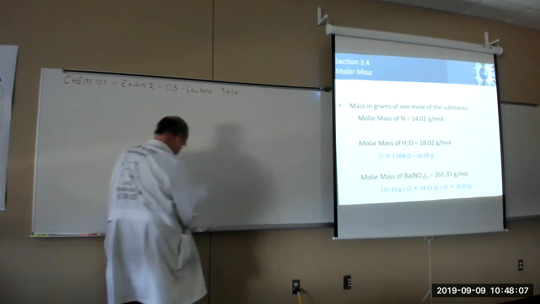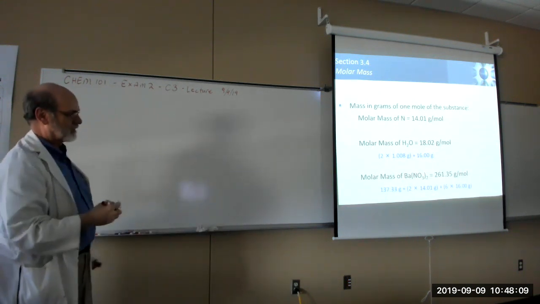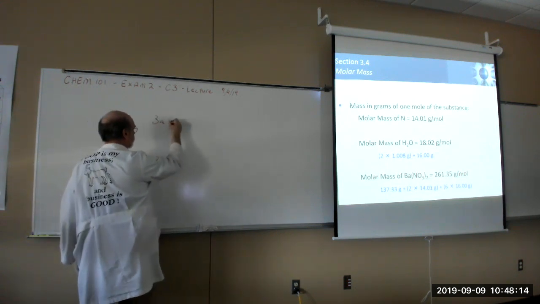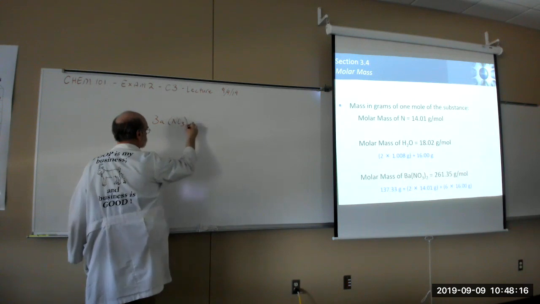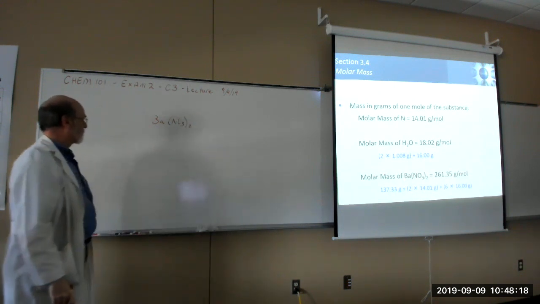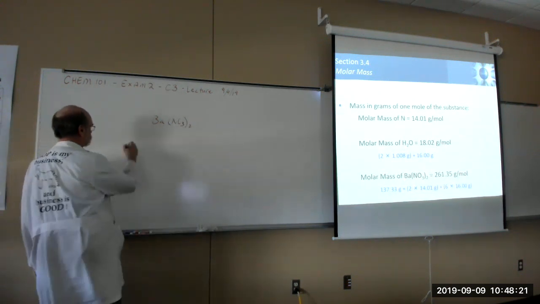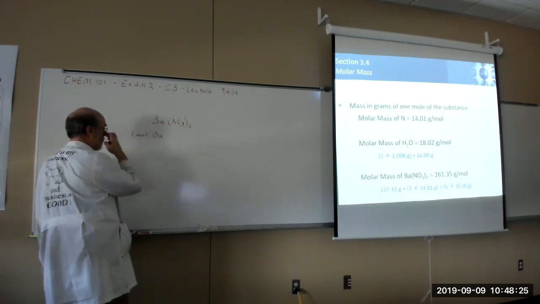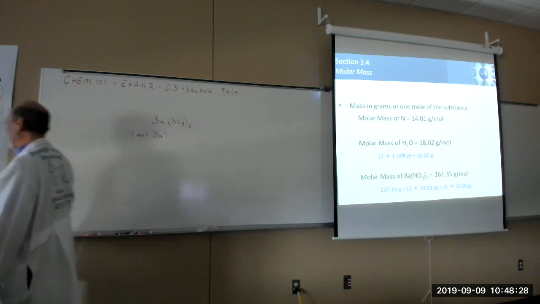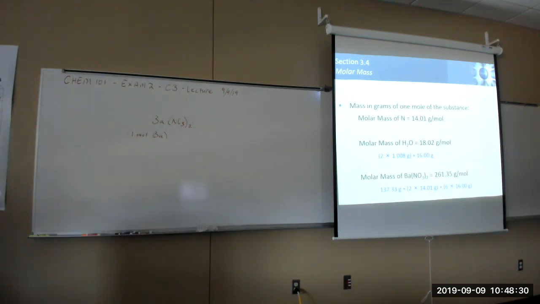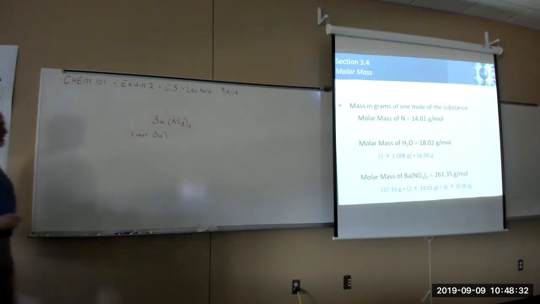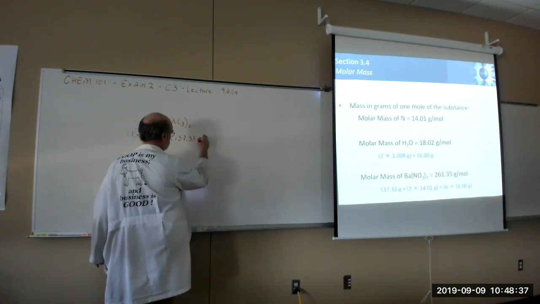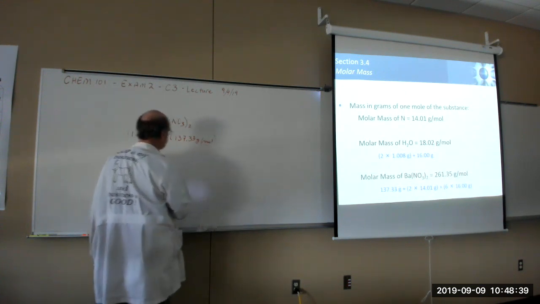So let's pick one that looks really hairy, like barium nitrate. How many bariums do we have? 1 mole. Barium is a heavy atom, 137.33.